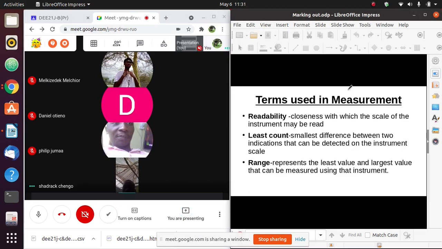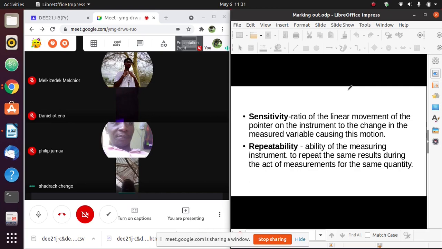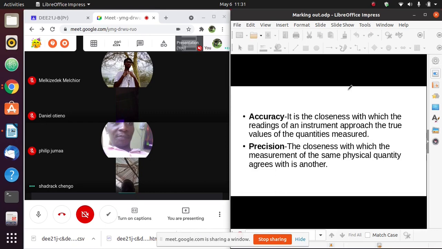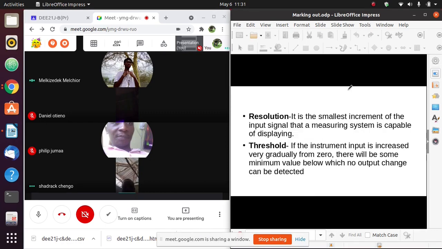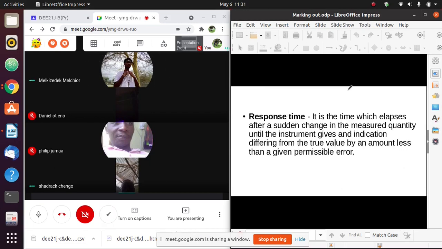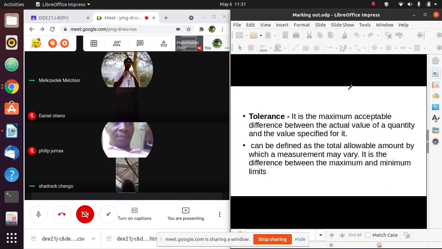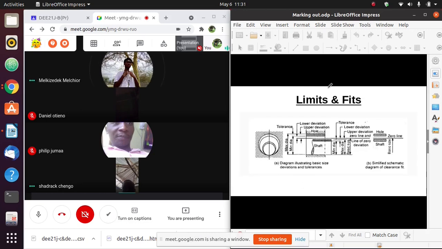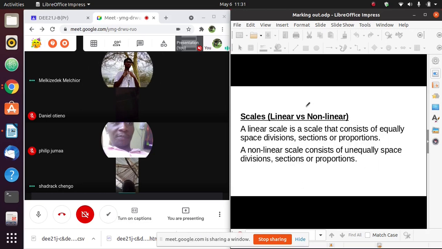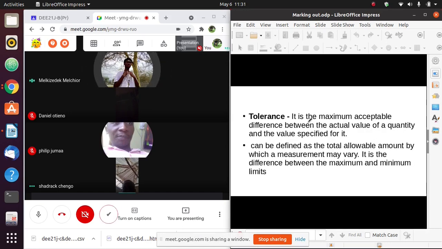Nilikuwa nisha mention these terms. Nilikuwa nimefika wapi? Ulikuwa mahali hapo ya tolerance. Had I mentioned about this diagram? Ama hatukuwa tumefika kwa hii diagram? Hapana. Okay. Tulikuwa kwa tolerance hapo mwisho.